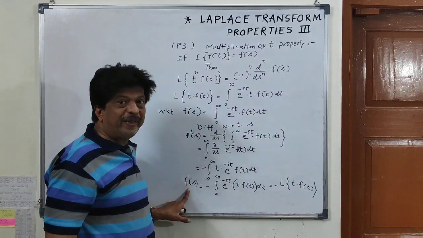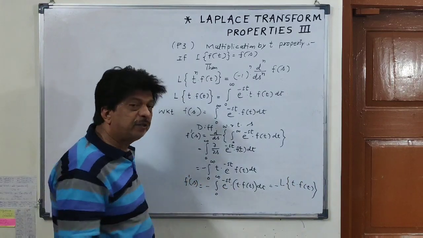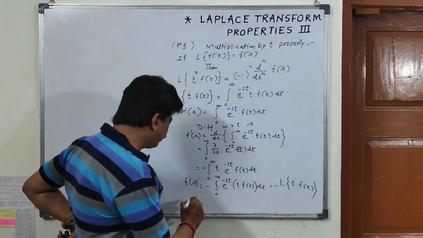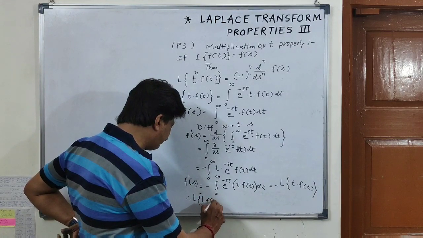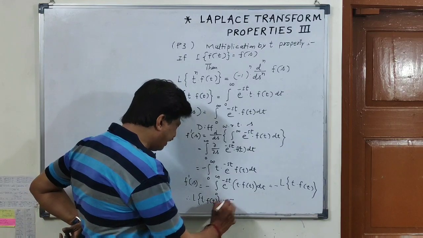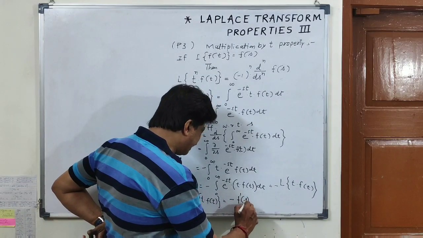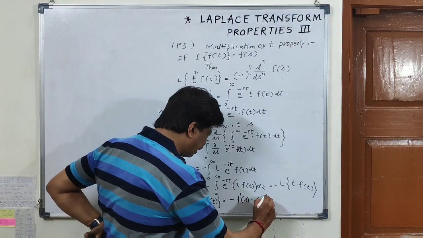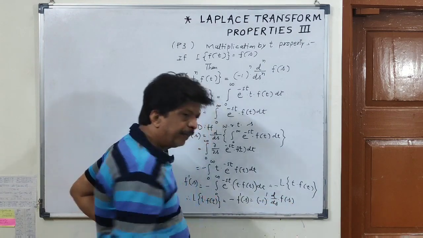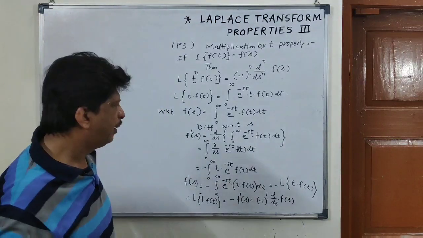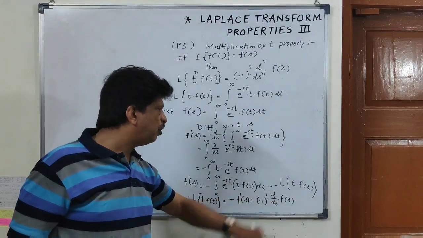So, F prime of s is equal to negative of Laplace transform of t into f of t. Multiplying this equation by minus 1, therefore, Laplace transform of t into f of t is equal to negative of F prime of s. That can be rewritten as minus 1 raised to power 1 into d by ds of F of s, writing F prime of s as d by ds of F of s.